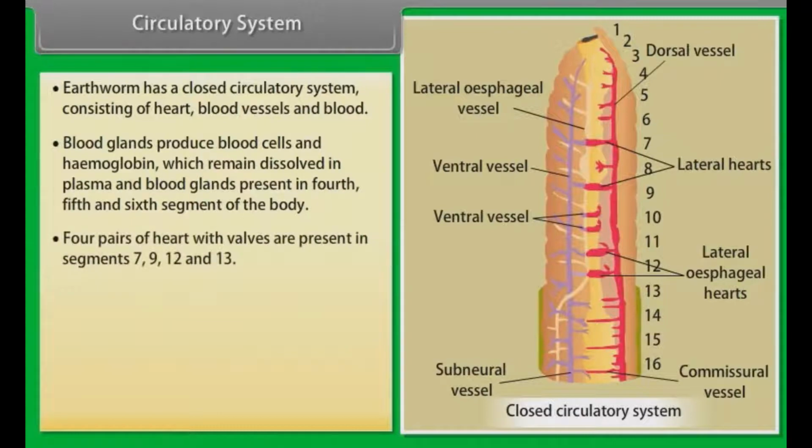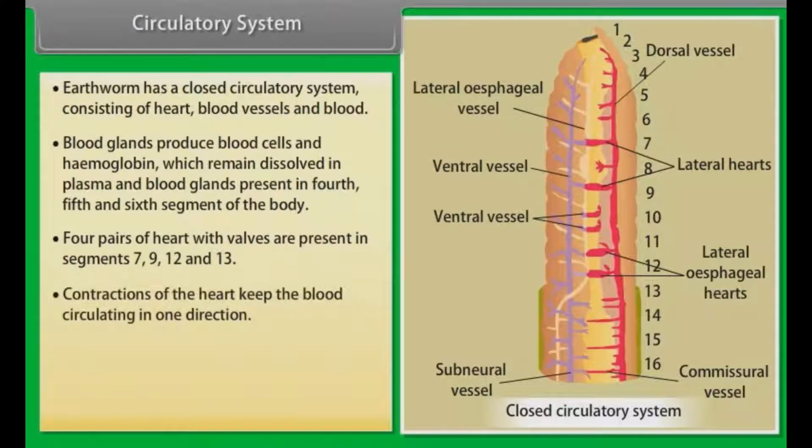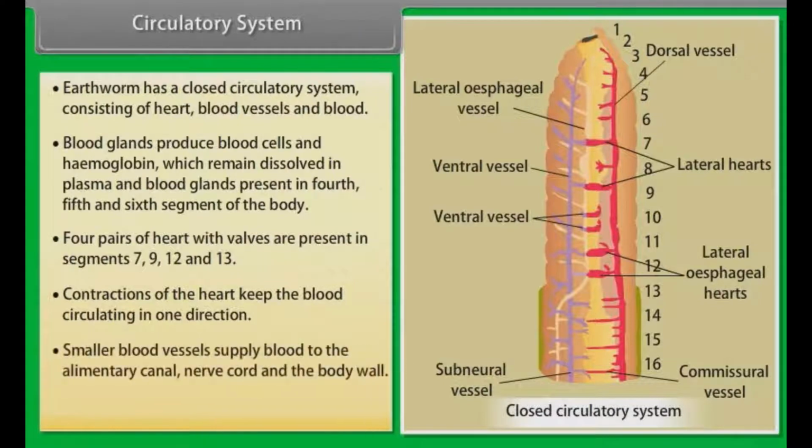4 pairs of hearts with valves are present in segments 7, 9, 12 and 13. Contractions of the heart keep the blood circulating in one direction. Smaller blood vessels supply blood to the alimentary canal, nerve cord and the body wall. Blood cells are phagocytic in nature.